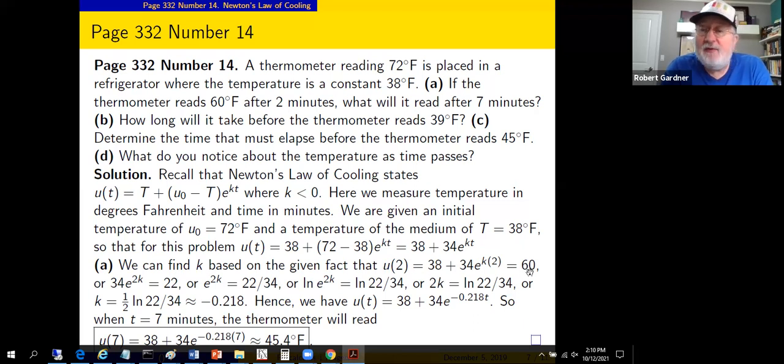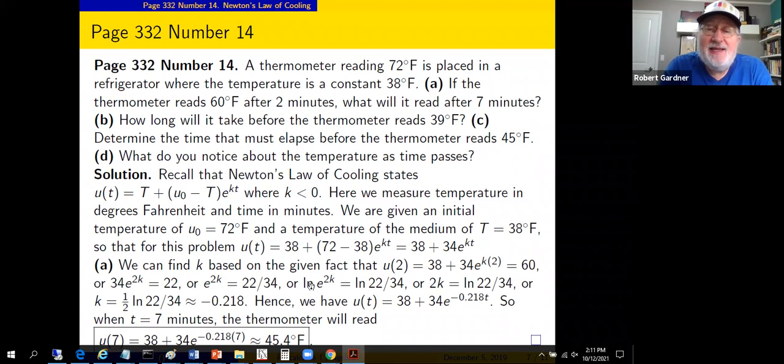We'll subtract 38 from both sides, trying to get to K. That'll produce 34 e to the 2K equals 60 minus 38 is 22. 34 is in the way, divide both sides by 34. Now we've got the exponential function by itself. We're trying to get to K. It's stuck inside an exponential function, base E. Take a logarithm, base E. So take a natural log of both sides.